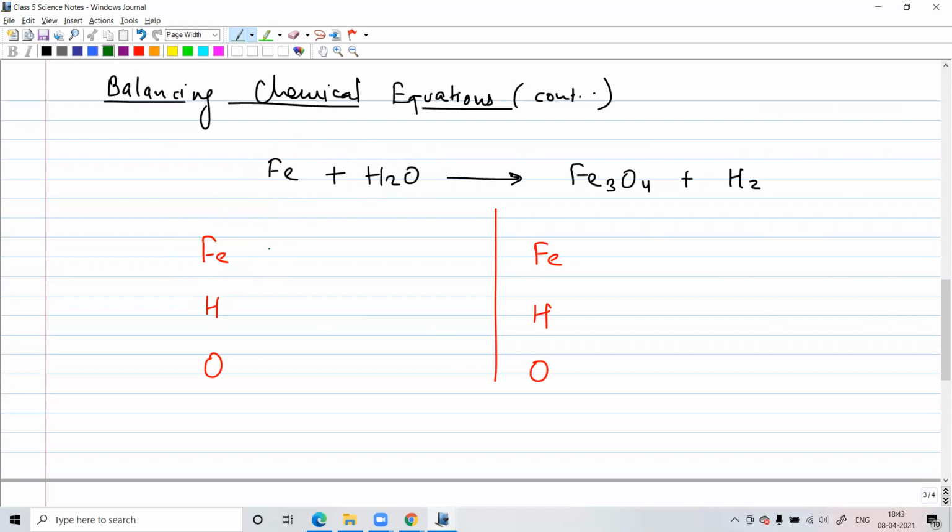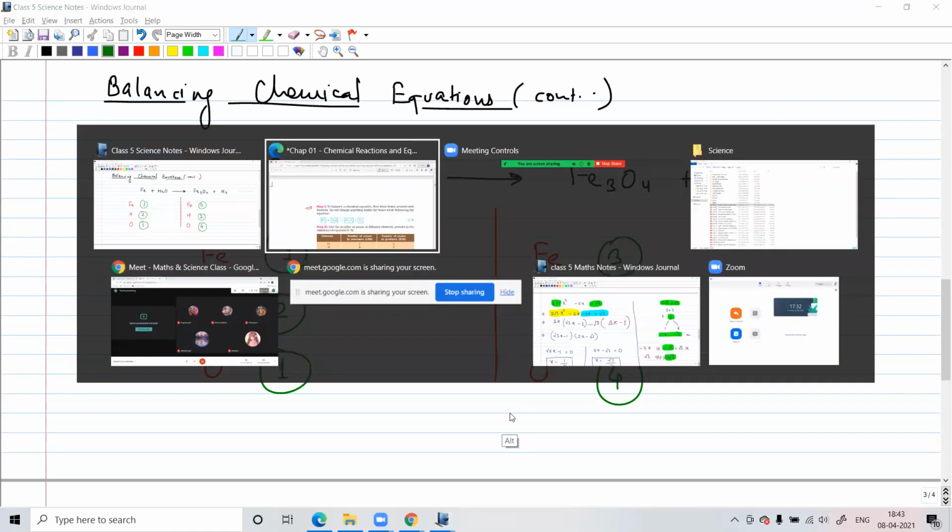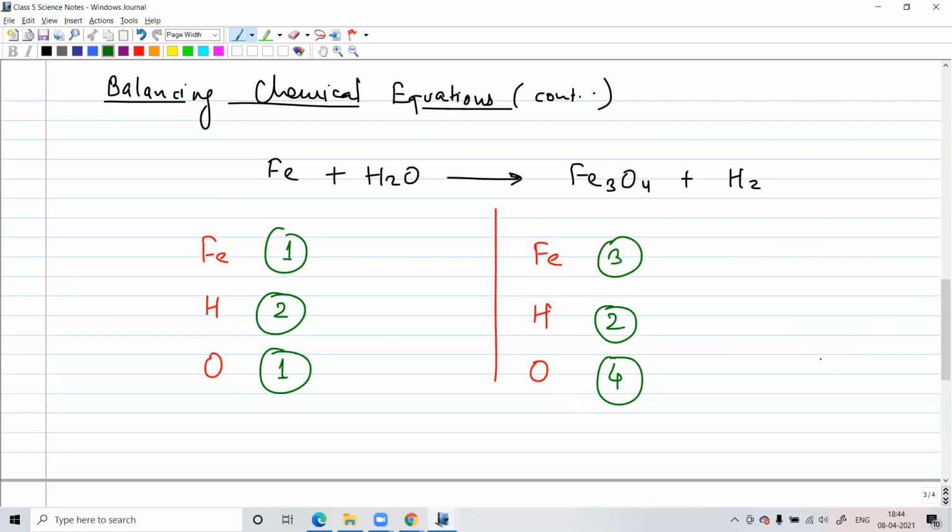Okay, how many atoms of iron on the left-hand side? One, sir. Hydrogen, how many? Two, sir. Oxygen? One, sir. The right side? Iron 3, hydrogen 2, oxygen 4. Okay. Fine. Now, we have just written all the atoms. How many atoms are there on the left-hand side and right-hand side?